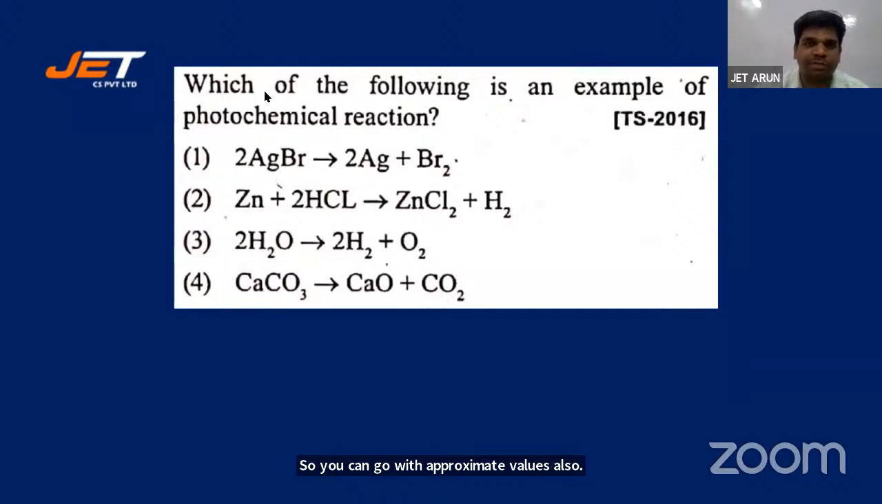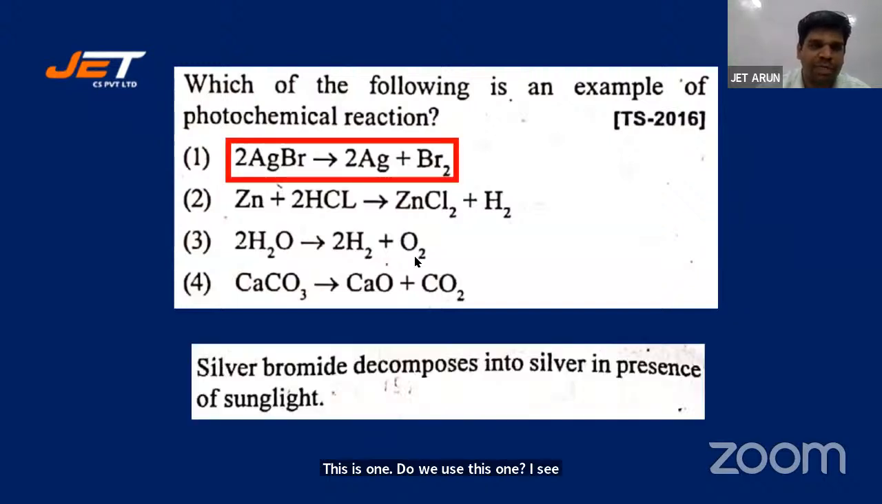So which of the following is an example of a photochemical reaction? All right, Rishikesh says 1, Pawan Sai says 3. Photochemical reaction, students. Saitya says 1, Keetana says 3, Javeria says 1, Shiv Kumar says 1. Let's see the key. 1 is absolutely right. The statement says silver bromide decomposes into silver in presence of sunlight.